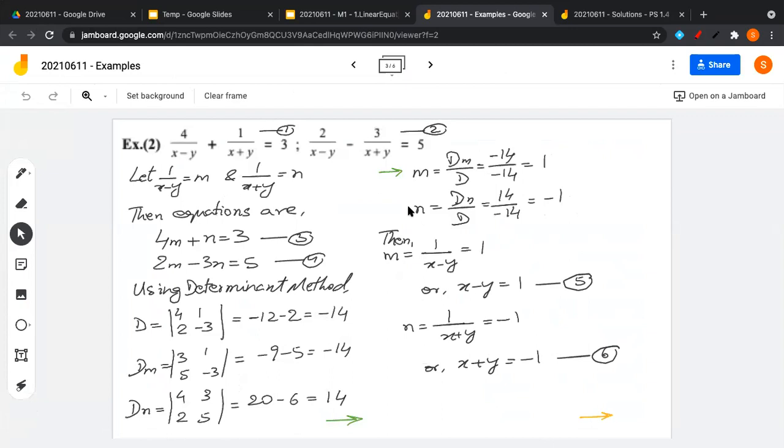This is the second one. You should be able to see. You should have got m equals to 1 and n equals to -1. It's on your screen. Very good, Chanda. Your determinants are correct, I guess. No, two are wrong. D should be -14, dm will be -14, and dn will be 14. Check your answers.